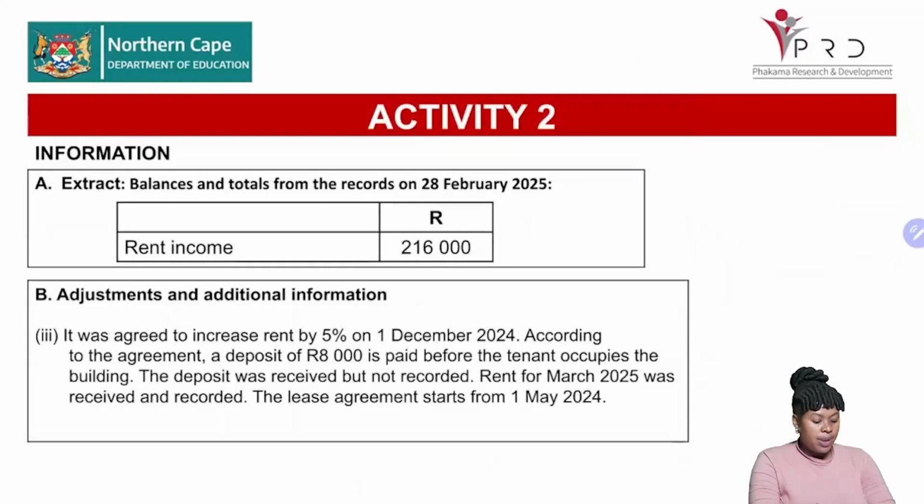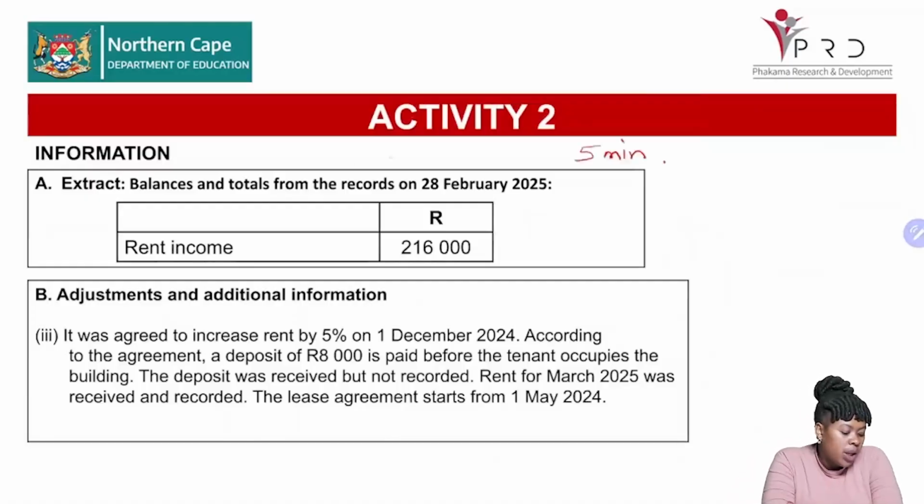Okay, welcome back, grade 12s. Now let's quickly look at this transaction. This transaction says, okay, we've been given the rent income that we've received. No problems. This is what we have received so far. So what's indicated in your trial balance is what you have received. Then the adjustment says, it is agreed to increase the rent by 5% on 1 December 2024.